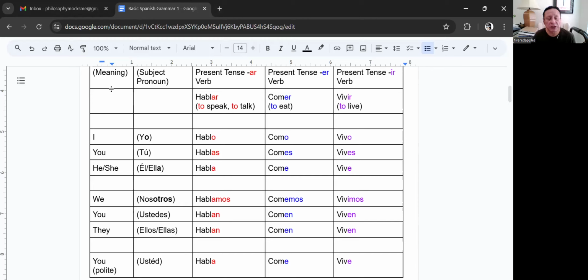So let's first make sure we're on the same page when it comes to grammatical terms. When I talk about the subject pronouns in English, these are the ones I'm referring to: I, you, he, she, we, you, they. Now the bottom one, there is no English polite you. That's just there because there is a Spanish version. So maybe I could have put that in parentheses too. But anyway, these are the subject pronouns in English.